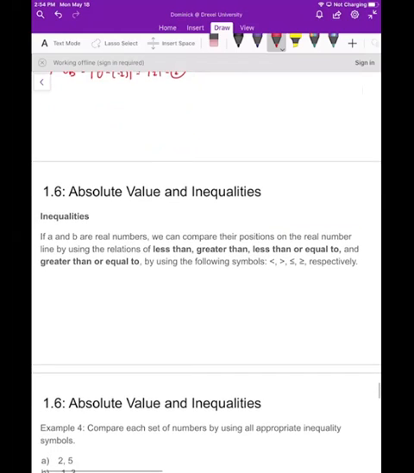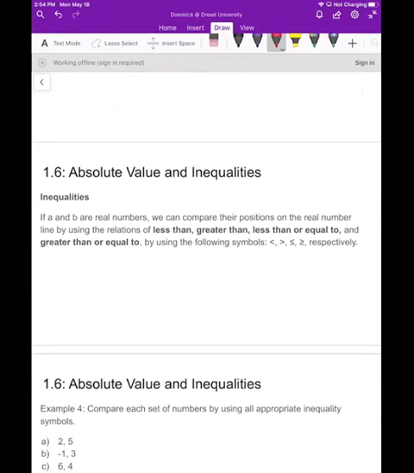Okay, so now for the rest of this video, we'll talk about inequalities. These are the next concept that's related to the number line. If you have two real numbers, you can compare the relationship on the number line by using these symbols, right? You could use less than, greater than, less than or equal to, or greater than or equal to. So those are the signs again right there.